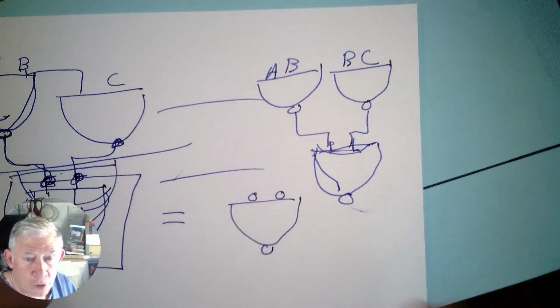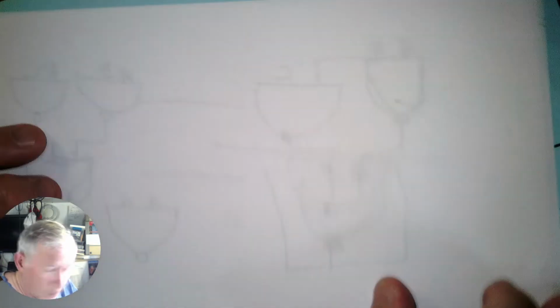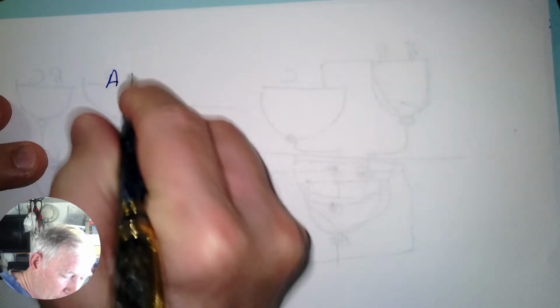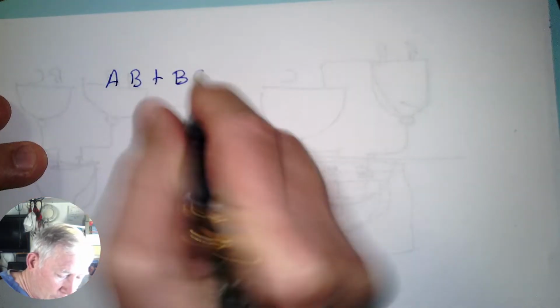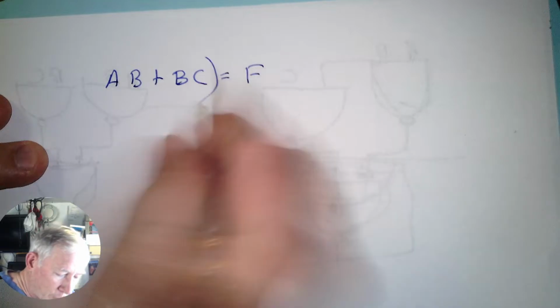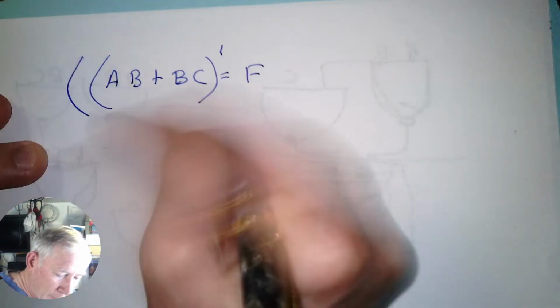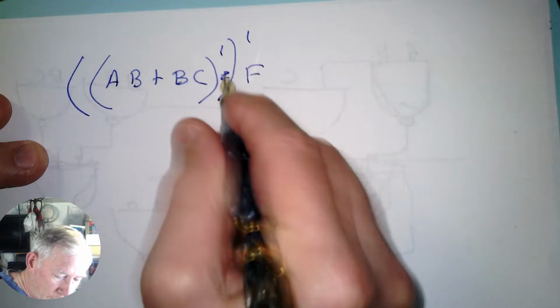You can also do this using switching algebra. Let me show you that too. That's pretty easy too. Okay, so if we do switching algebra, we're just going to do AB plus BC equals F. And all you do is you just do a double inversion. Put the equal sign over here.